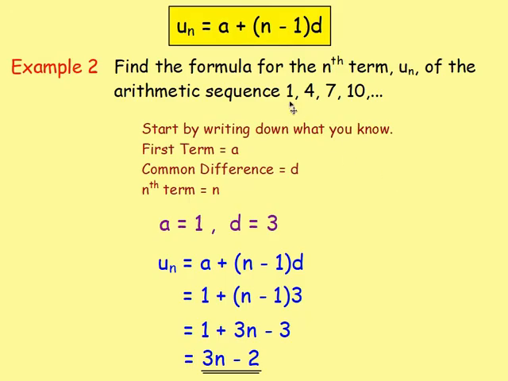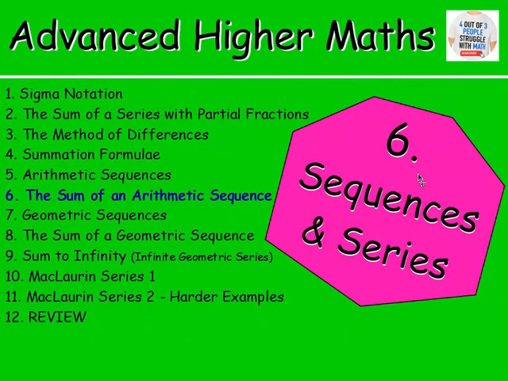This is our arithmetic sequence, 1, 4, 7, 10. Again, start writing down what you know. We know the first term, so we know the value of a. We know it's going up in 3s, so we know d is equal to 3, the common difference. Un equals a plus n minus 1d. Replace a with 1, d with 3, multiply out the brackets, simplify, and that is your formula for un.